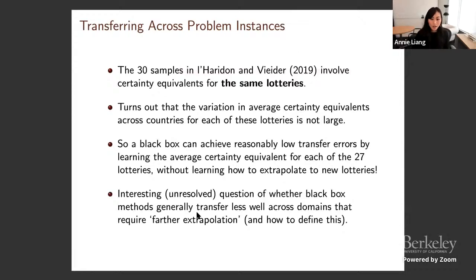Okay, 5 more minutes. So we might conjecture then that black box methods are going to perform worse when the domains are different in terms of the underlying problem instances that we're looking at, and when the transfer prediction problem requires farther extrapolation, that's exactly when the black box methods are going to do worse relative to the economic models. So this is a conjecture we've posed. It's not something that we've pursued in great detail. It's also an interesting question of just even how you would define farther extrapolation.